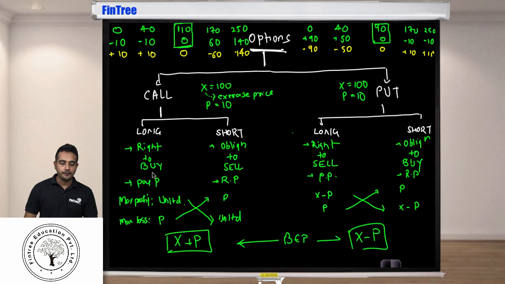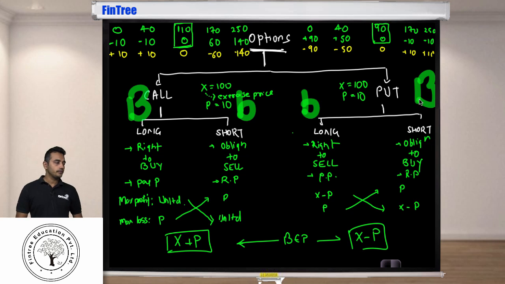This person here, who is long on call, benefits when the prices go up. Therefore, we can call him bullish. This person who is short on call benefits when the prices go down. So we will call him bearish. Long put benefits when the prices go down. So we will call him bearish. And short put benefits when the prices go up. So we will call him bullish. So we try to remember this as bullish, bearish, bearish, bullish. If you remember the sequence, life becomes much easier.